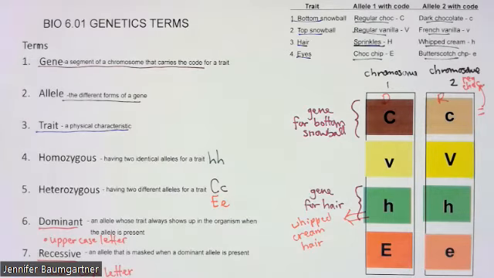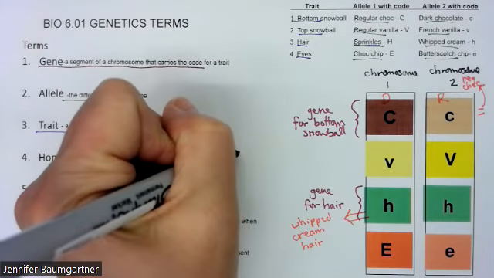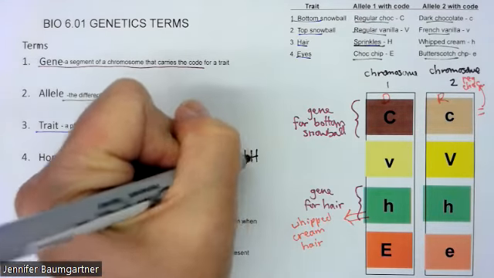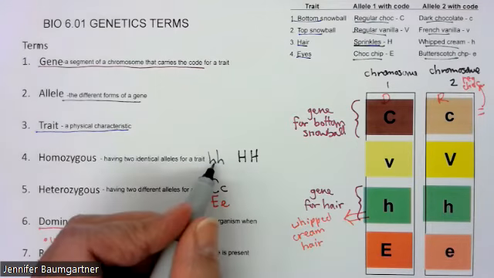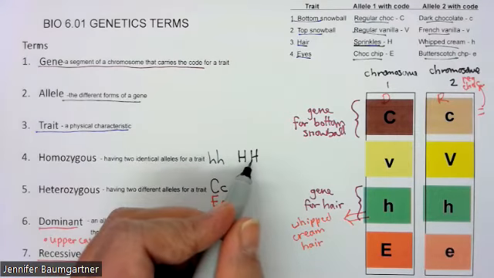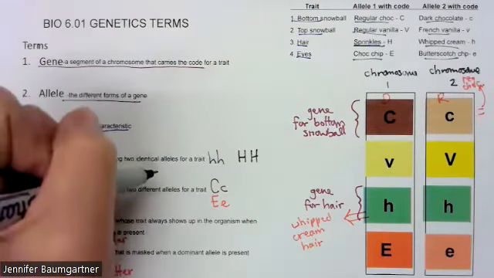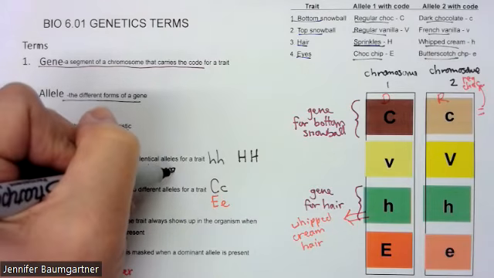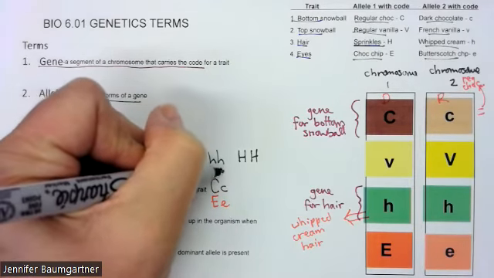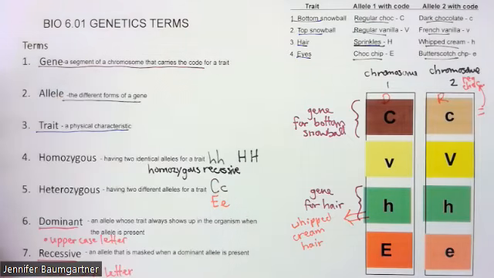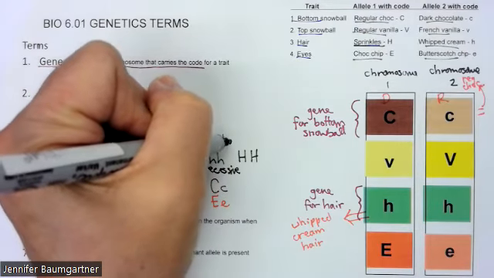There's another option for homozygous. You could have capital H, capital H. So the way we differentiate between these is we call this homozygous recessive and we call this homozygous dominant. So this is homozygous recessive, and this is homozygous dominant.